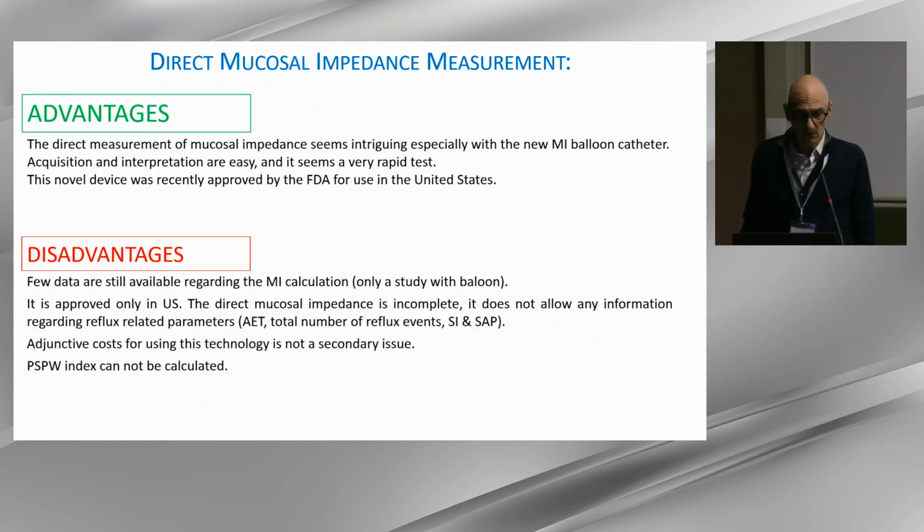Advantages: direct measurement of mucosal impedance seems intriguing, especially with the new technique with the balloon catheter. The acquisition and interpretation are easy and very rapid, and this novel device was recently approved by the FDA. Disadvantages are quite similar. We have few data regarding mucosal impedance till now, few studies. It is approved only in the US and does not allow any information regarding the classical reflux-related parameters. There is an additional cost for this technology, and the PSPW index cannot be calculated.